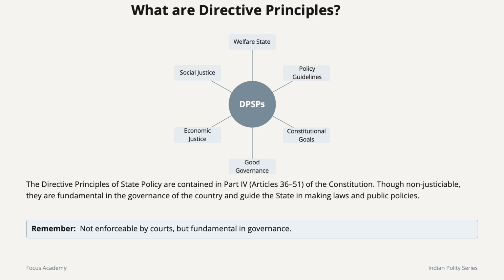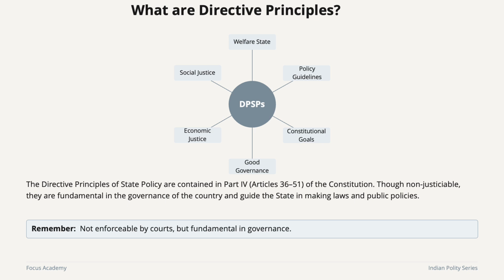Whereas DPSP, Directive Principles of State Policy, these are simply policy guidelines or advice. These are advisory in nature, which means they cannot be enforced in the court of law. If the government doesn't fulfill one of the conditions, you cannot go to the court saying the DPSP says so and so, the government must be punished. The government cannot be punished. These are advisory in nature. It cannot be enforced in the court of law.